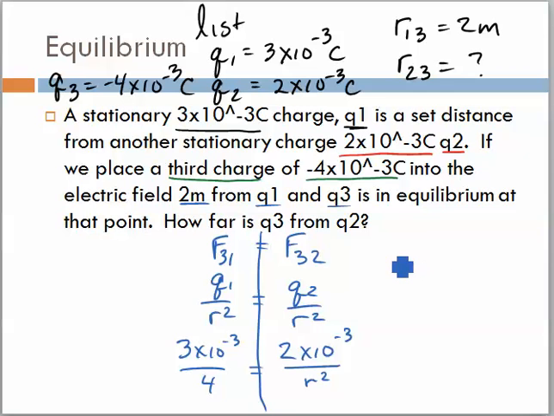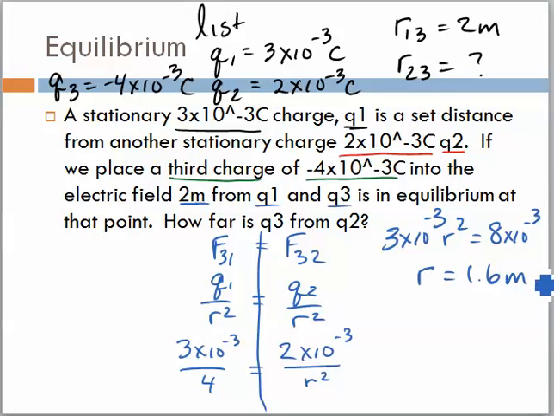But what we get is, we can treat this like a proportion and cross multiply. That gives us 3 times 10 to the negative third times r squared equals 8 times 10 to the negative third. When we divide by 3 times 10 to the negative third and then take the square root of both sides, we find out that the radius is equal to 1.6 meters.